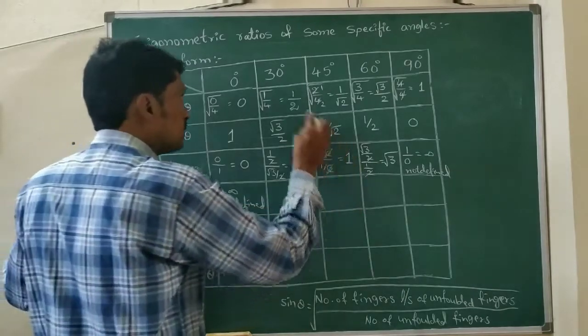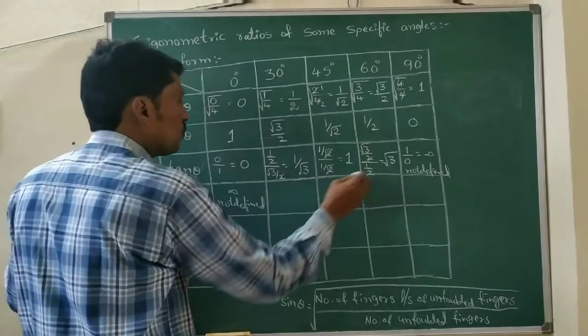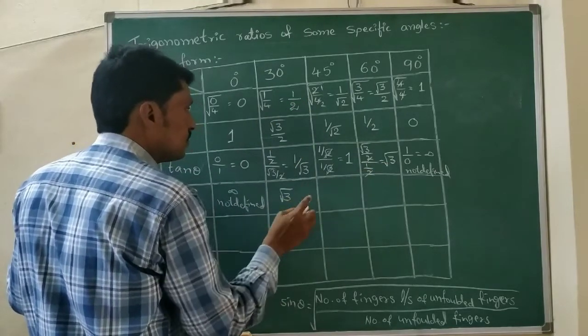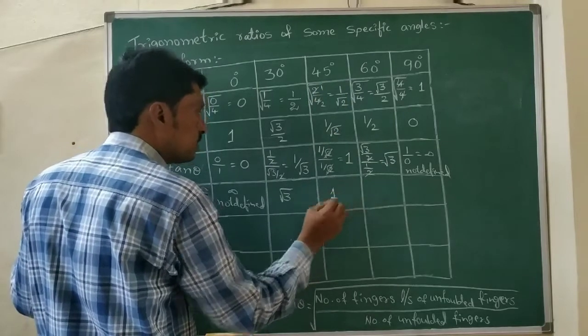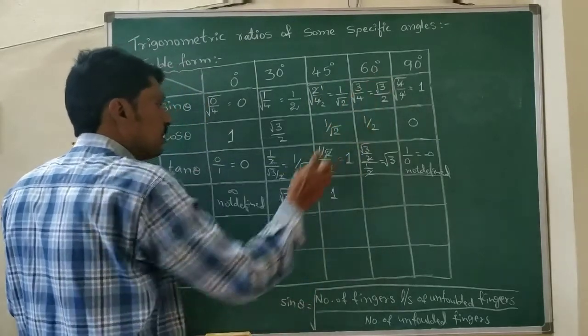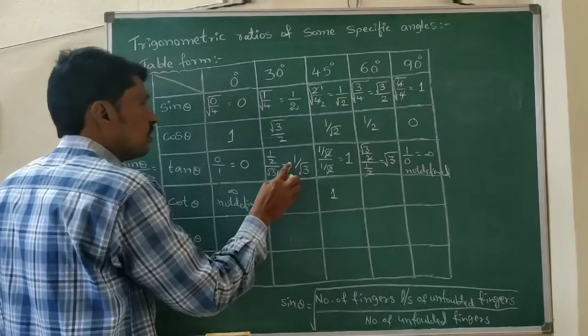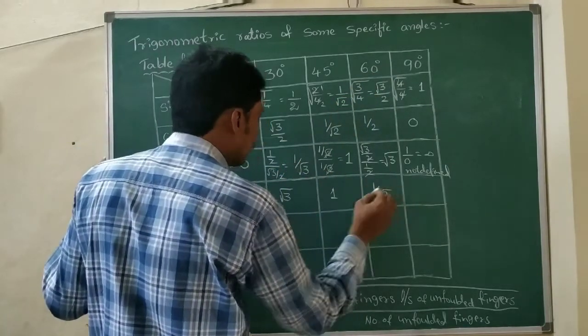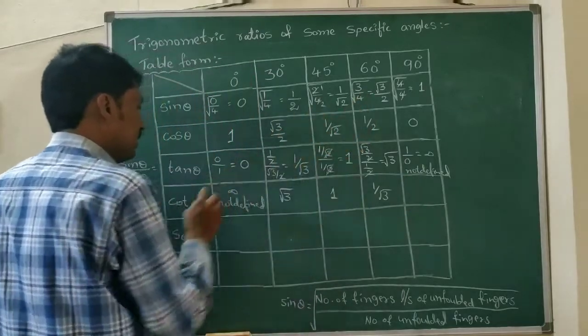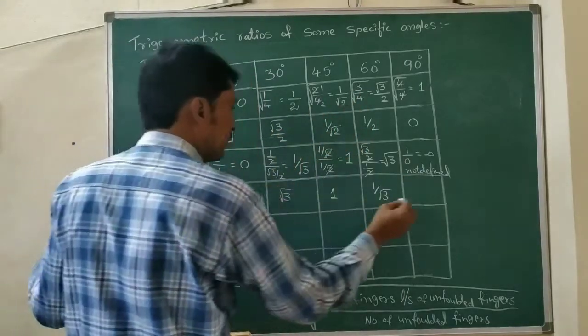And next, cot 30 is equal to root 3. Then cot 45 is 1 only. Cot 60 is the tan 30 value, so we can write 1 by root 3. And at 90 degrees, cot 90 is 0.